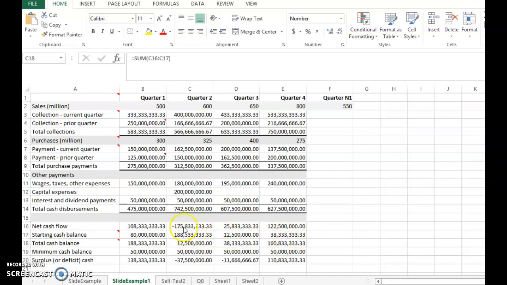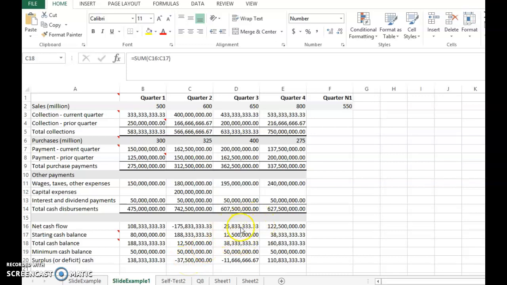Therefore, here the net cash flow is negative, plus the starting cash balance, which is higher. You have a positive cash balance, but it's still lower than the minimum cash balance. Therefore, you need to borrow. So there is a deficit in this quarter, second quarter, about 37.5 million.